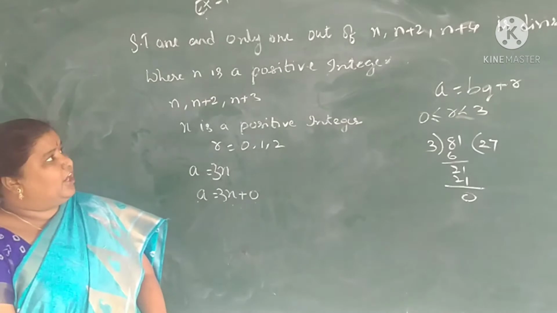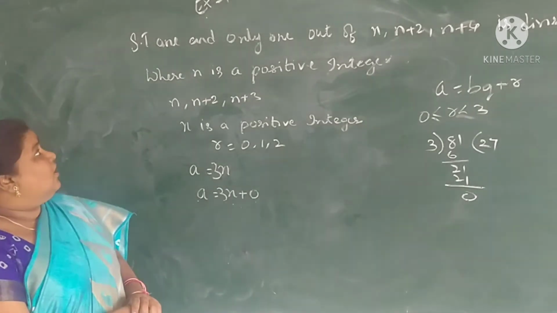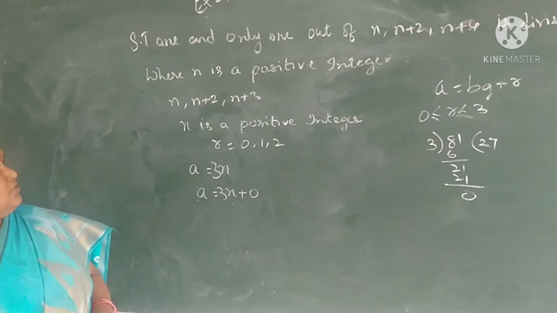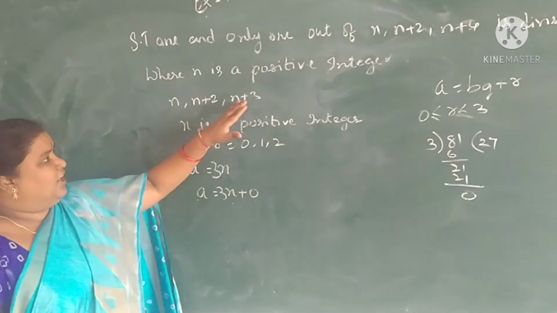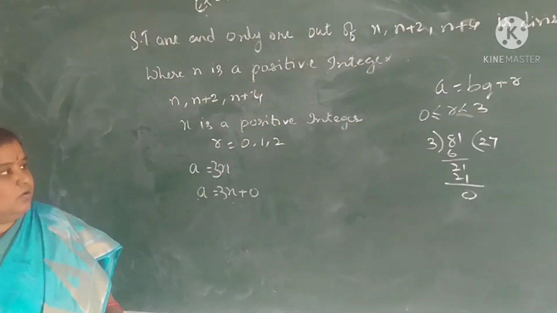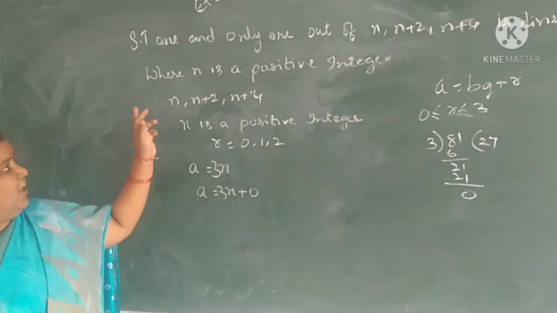Okay children, now one and only one. Now we are going to solve the problem from exercise one: one and only one out of n, n plus 2 and n plus 4 is divisible by 3, where n is a positive integer. So children, he is asking that this will be divisible by 3 where n is a positive number.